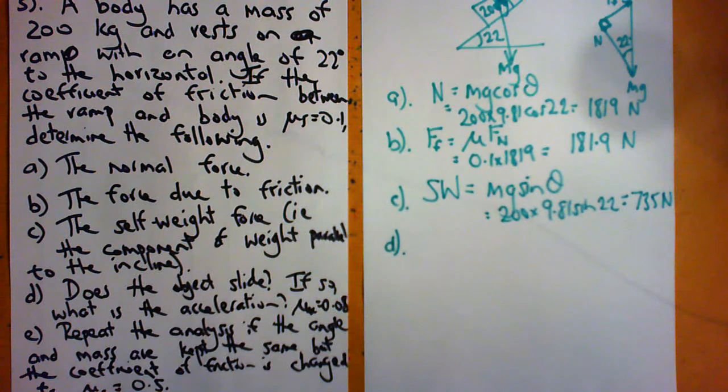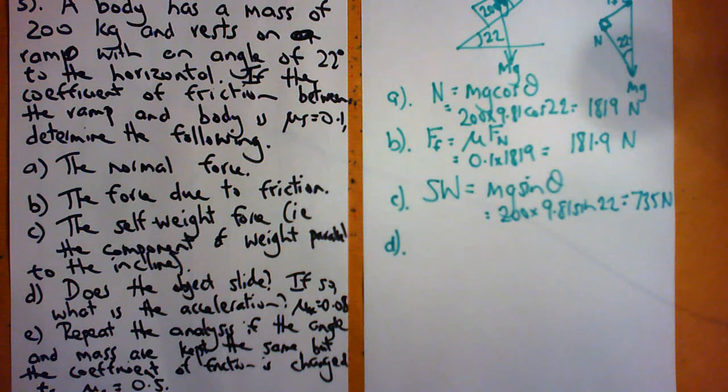Question D, does the object slide? If so, what is the acceleration? If the object is not sliding, then the 200 kilogram body is in equilibrium, which means it's not going to move, and the forces perpendicular to the incline balance out, as do the ones parallel to the incline. The forces parallel to the incline are the force due to friction acting up the incline and the self-weight acting down the incline.